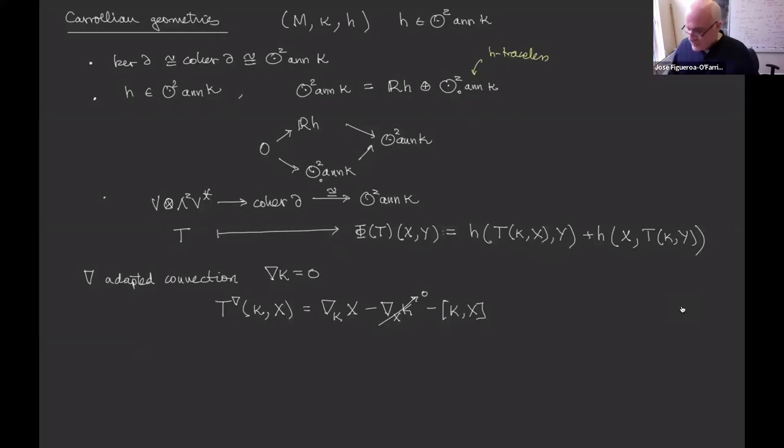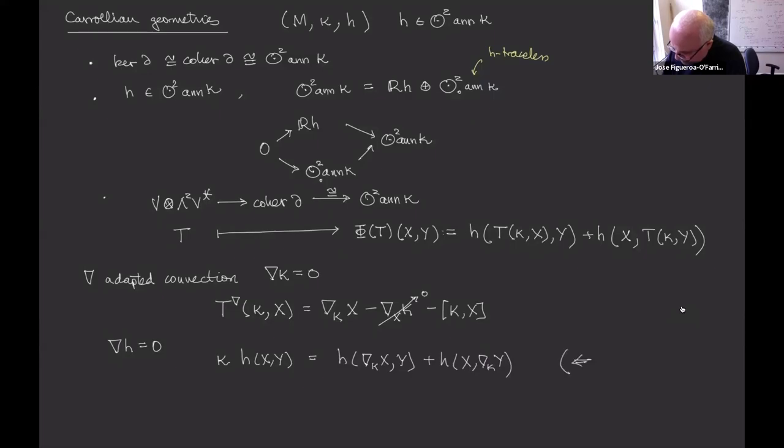But now h is parallel because h is also a characteristic tensor. So we have nabla h is equal to zero. And we can calculate, for example, kappa acting on h of X, Y. So X and Y are vector fields, h of X, Y is a function, and you differentiate along kappa. You can do this in two ways. The first is that this is the same thing as nabla kappa on this function. So let me use nabla to expand this out, using the fact that nabla h is zero. This is the same thing as h of nabla kappa X, Y plus h of X, nabla kappa Y, right? This uses the fact that nabla h is zero.